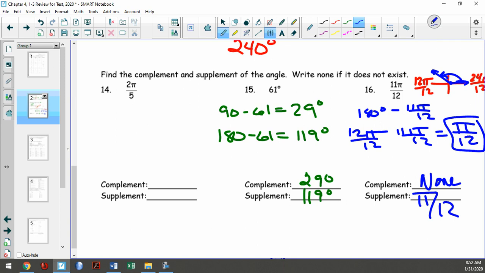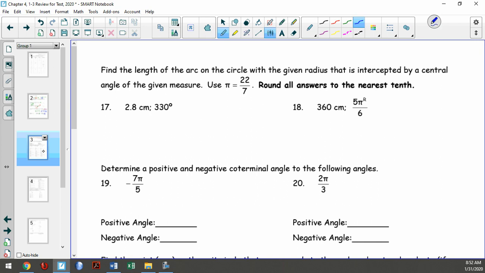Okay, now with that being said, the next section, next page, it says to find the arc length. Find the length of the arc on the circle with a given radius that is intercepted by a central angle of the given measure. I'm going to ignore this. You can use 22 over 7, or you can just use pi, I don't care. Okay, round your answers to the nearest tenth. 22 over 7 is the closest rational measurement to pi. Do we all understand that?